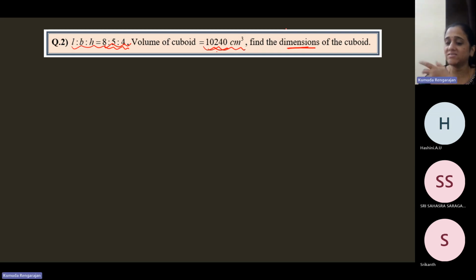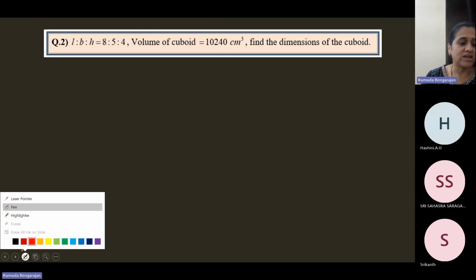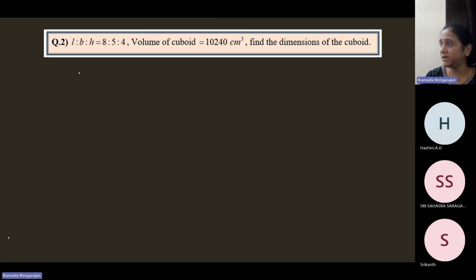We need to take it as x. What is x? All right. So given this information, we'll have to find the dimensions, the actual length, the actual breadth, and the actual height of the cuboid. So you'll have to start like this. Let the length of the cuboid be 8x units. Let the breadth of the cuboid be 5x units. And let the height of the cuboid be 4x units. You can even call it 8a, 5a, 4a.